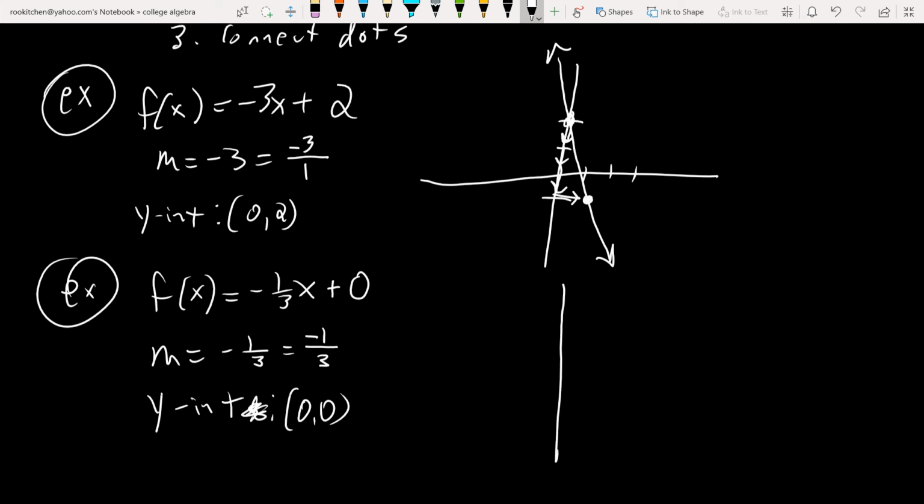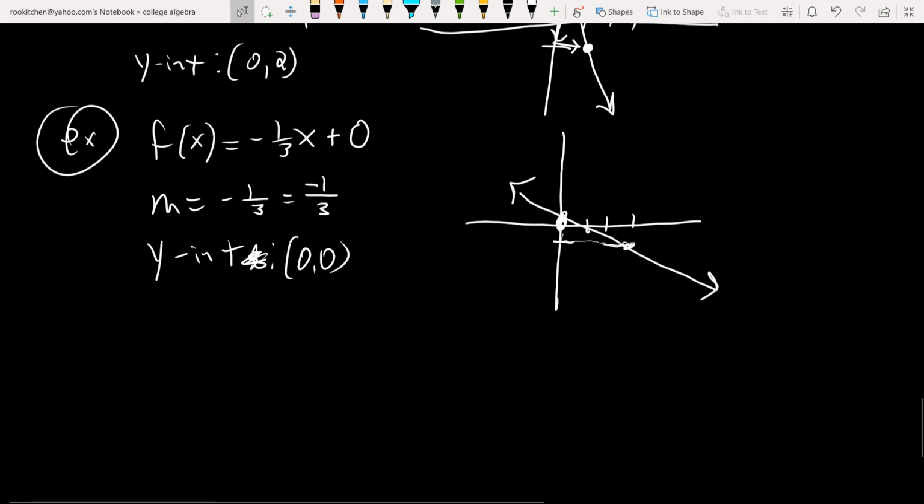Right? So again, let's try drawing this. I start at 0, 0. Then I'm going to go down 1 and over 3. 1, 2, 3. And you kind of get that sort of triangle type deal there. And again, it's a decreasing line. Okay, so it'll look like that.